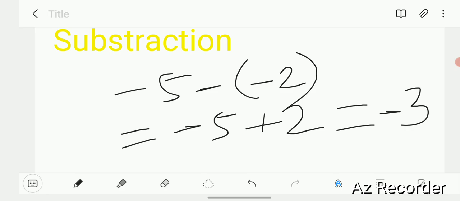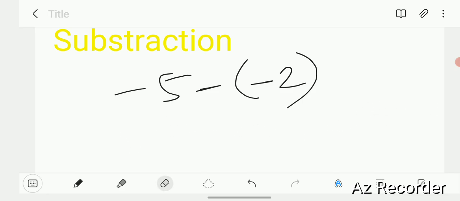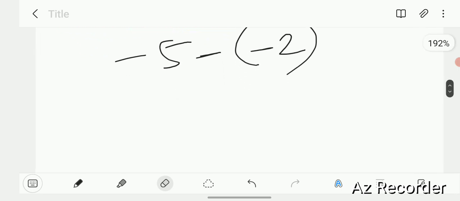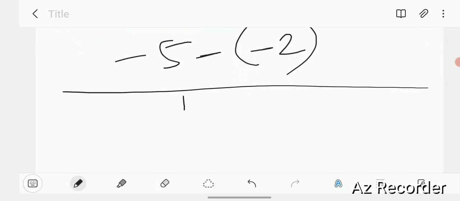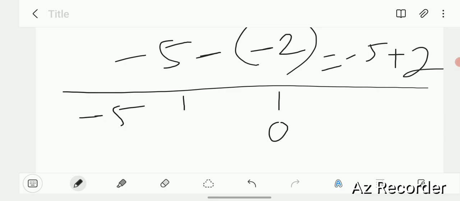If you understand this with the help of the number line, it is very easy. You should draw the number line. This is your 0. You are standing at minus 5. Minus 5 plus 2, since minus into minus is plus 2. You are at minus 5. Plus means you should go 2 steps towards the right.